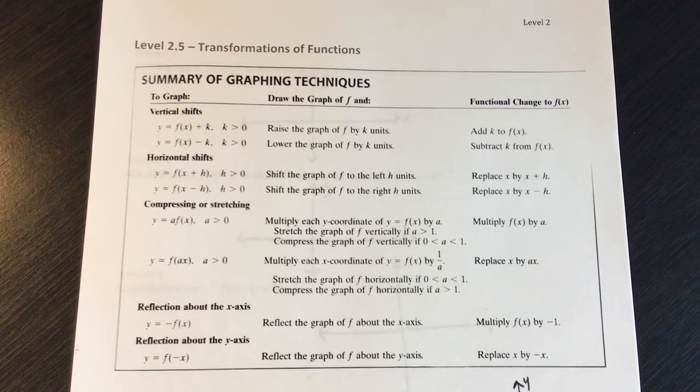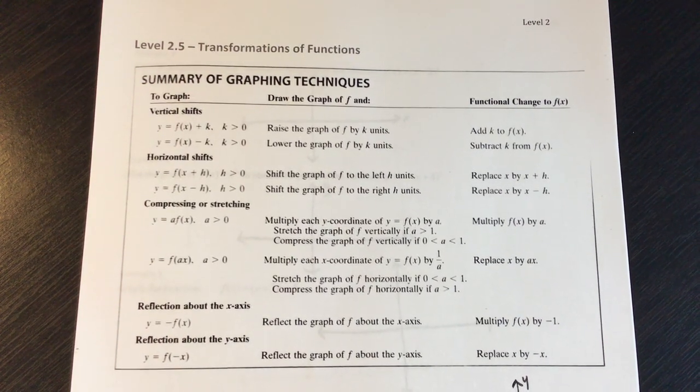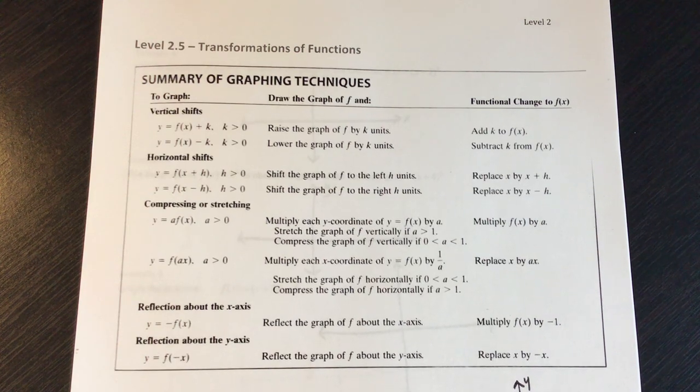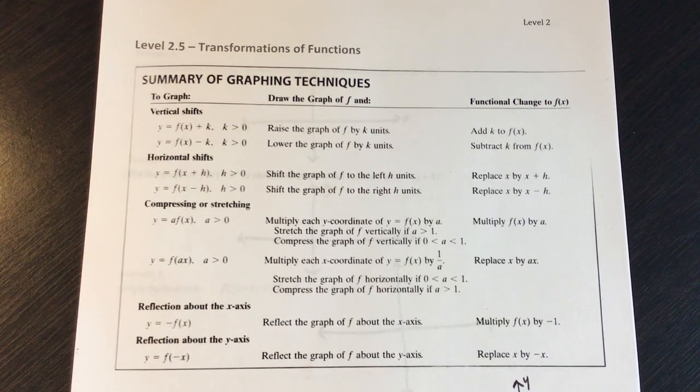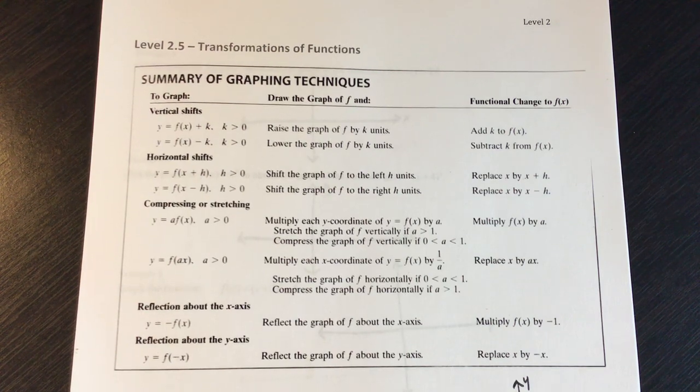In the previous lesson, we looked at different shapes that different functions can take on. And we just looked at the very basic types of functions. Like we looked at a squared function and drew a parabola. And we looked at an absolute value function and knew it was a V. But all of that was pretty much centered about the origin.